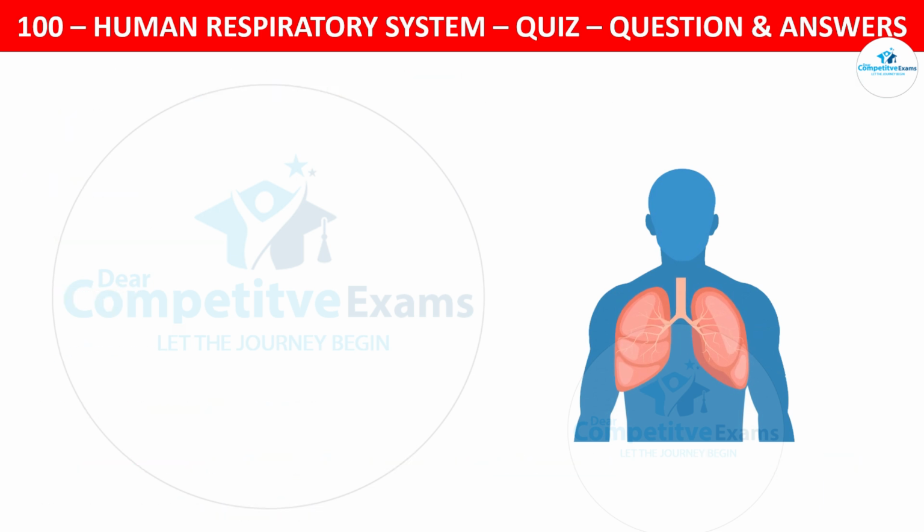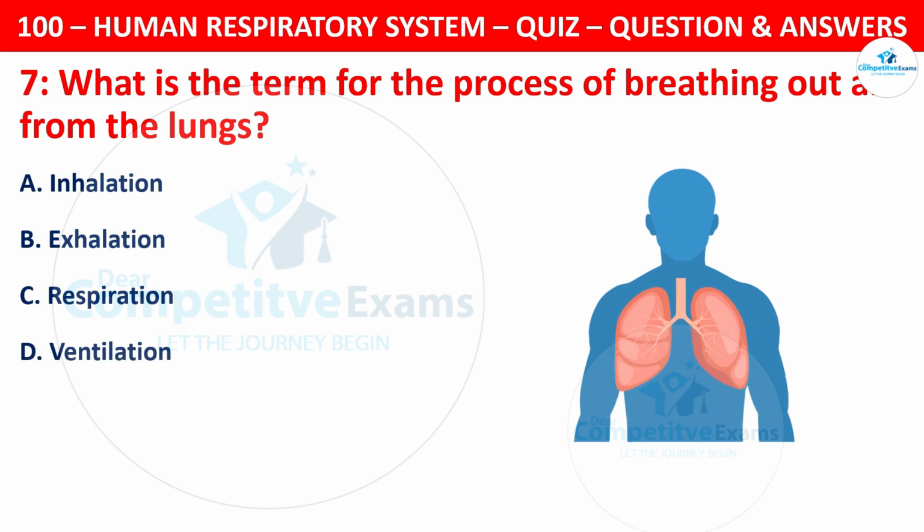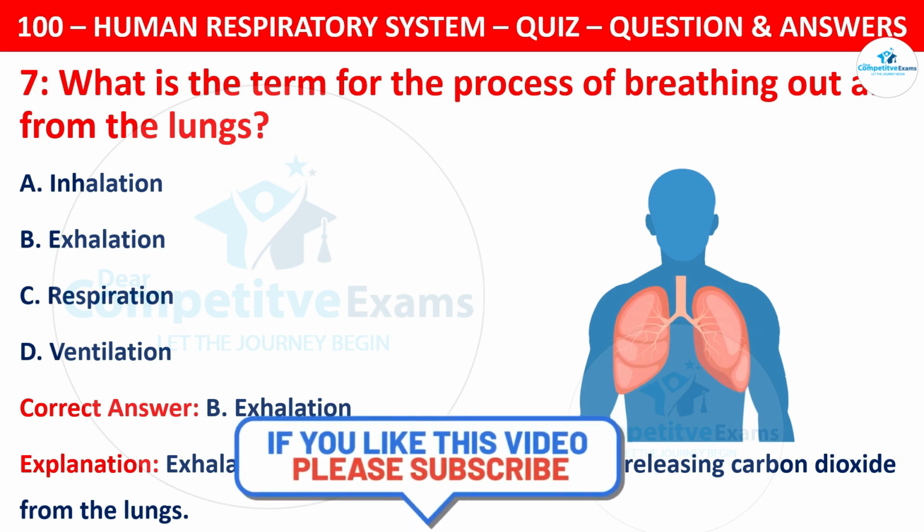Question number 7. What is the term for the process of breathing out air from the lungs? Your options are inhalation, exhalation, respiration, or ventilation. The correct answer is B, that is exhalation. Exhalation is the process of expelling air, releasing carbon dioxide from the lungs.